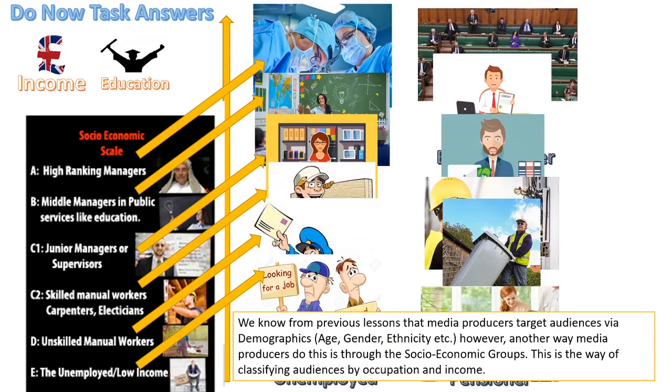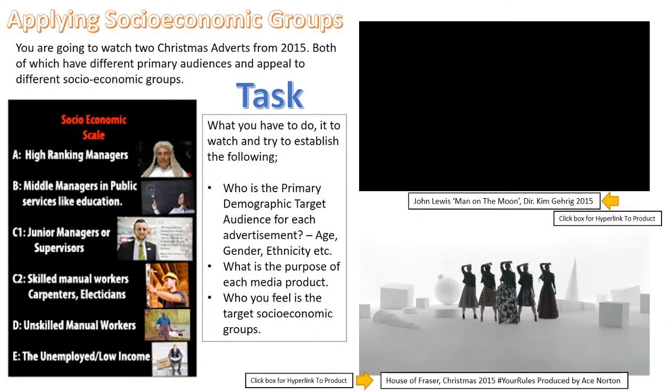What we've known from previous lessons is that producers are already thinking about target audiences via their demographics: age, gender, ethnicity. This is another way of profiling an audience and categorizing them, based on occupation and income. So those are the two elements we need to focus on, expanding our audience knowledge. So we're going to try and apply this socioeconomic grouping.